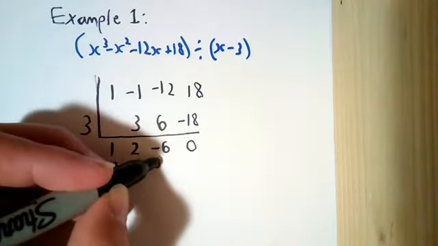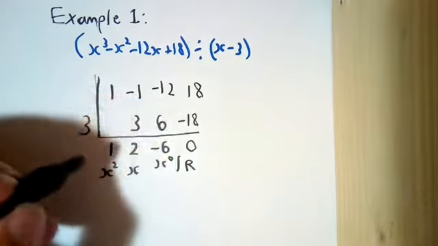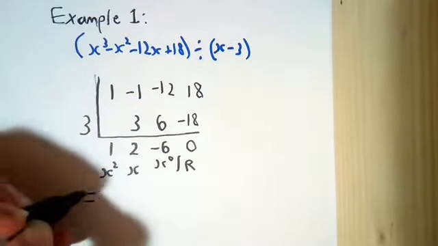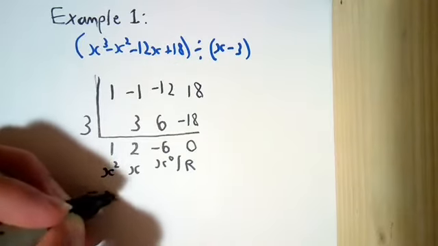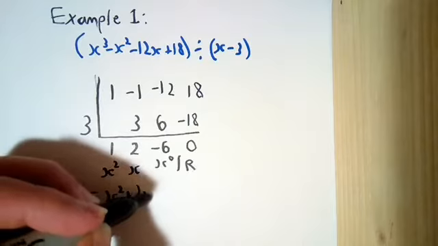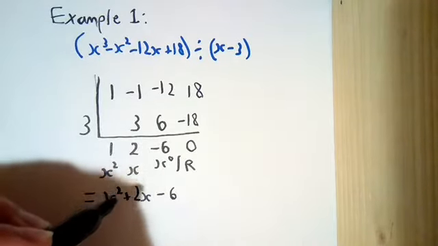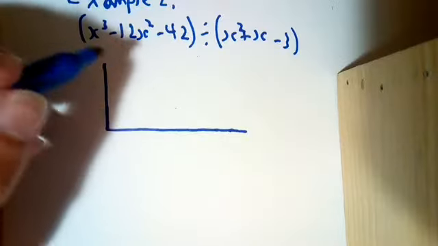Now we have a degree of 3 divided by a degree of 1, which means our quotient's going to have a degree of 2. And what's left over is the remainder. That's how we decide what the remainder is. So what we have is 1 lot of x squared plus 2 lots of x minus 6. That's our constant, with no remainder left over. x minus 3 is a factor.